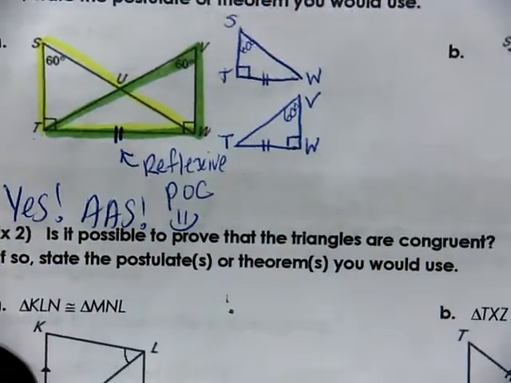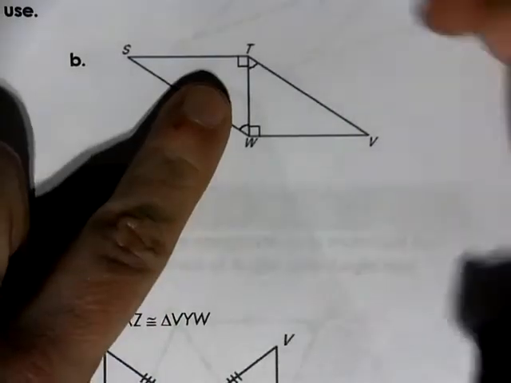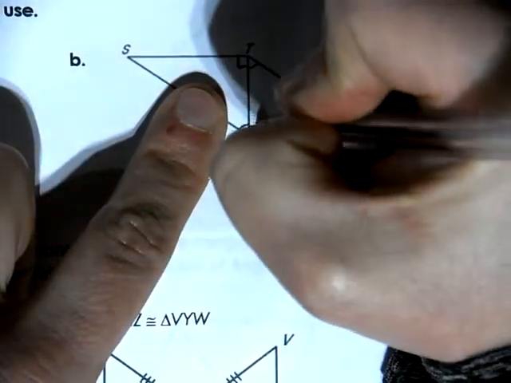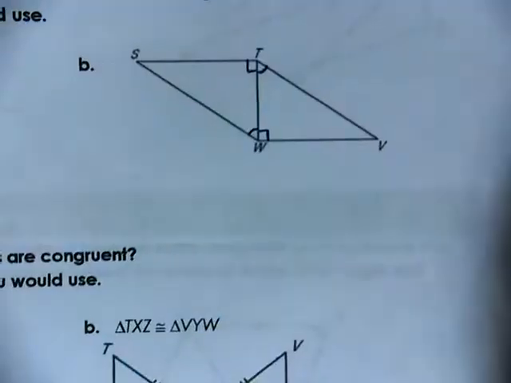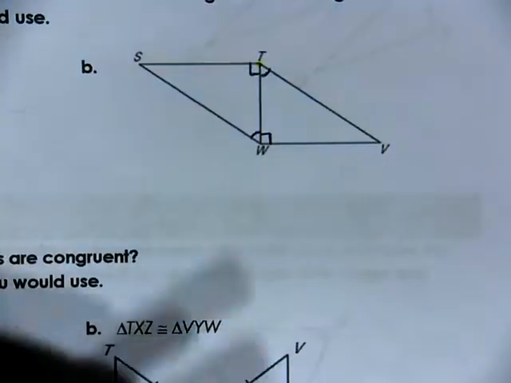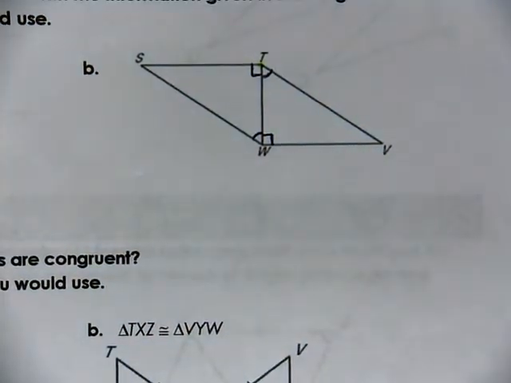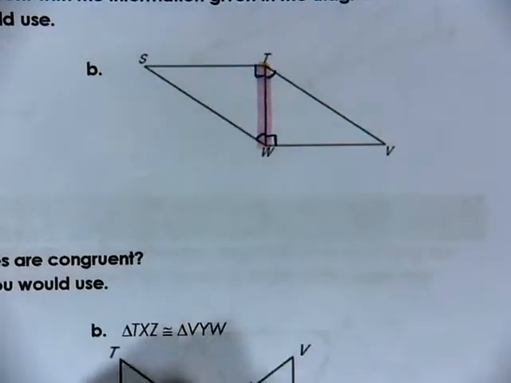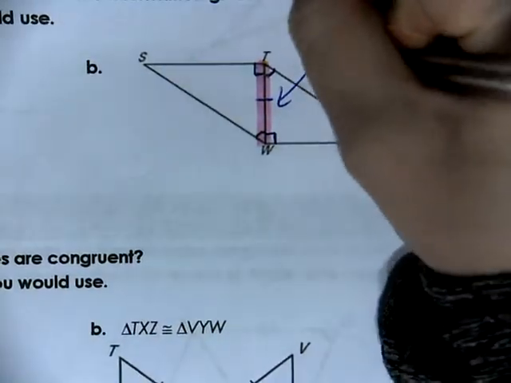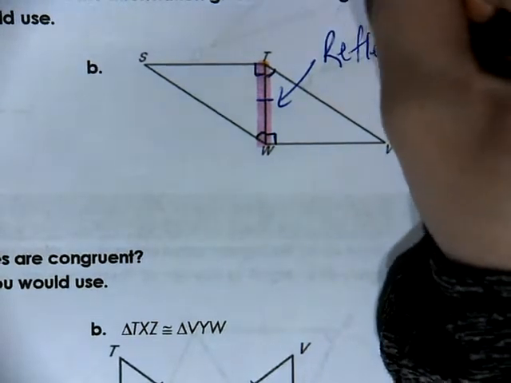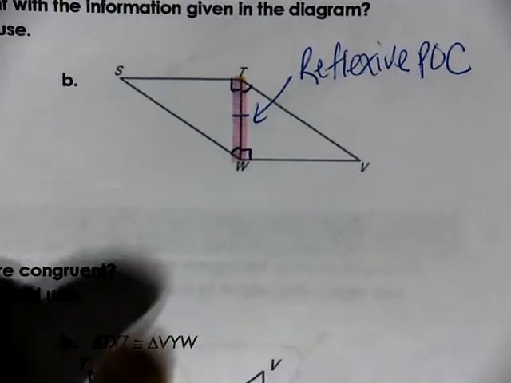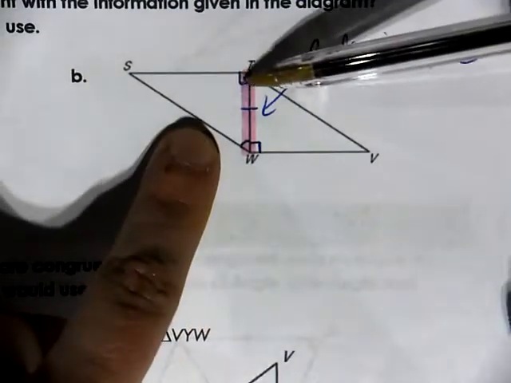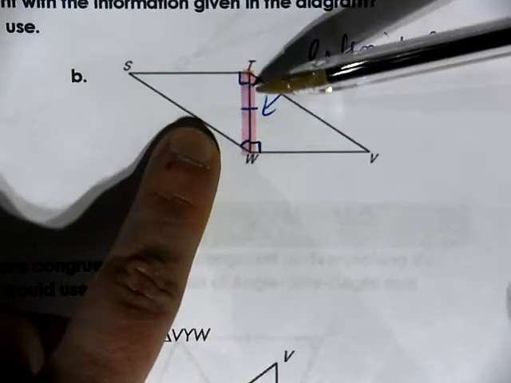Let's go ahead and look at letter B. For letter B, I see that we have a right angle and a right angle, one angle that has an arc mark, the other one that has an arc mark, and then they both share a side, and that side that they share is TW. And that's where we're once again working with the reflexive property of congruence. Now the reflexive property of congruence will never be something that is given to you.